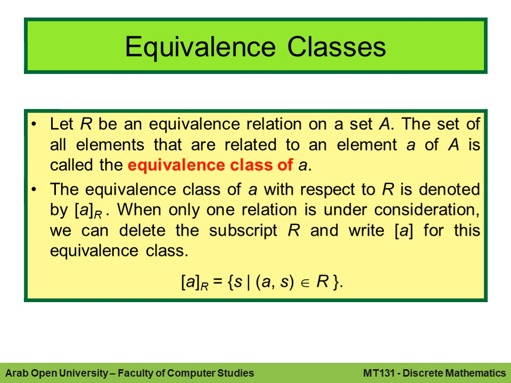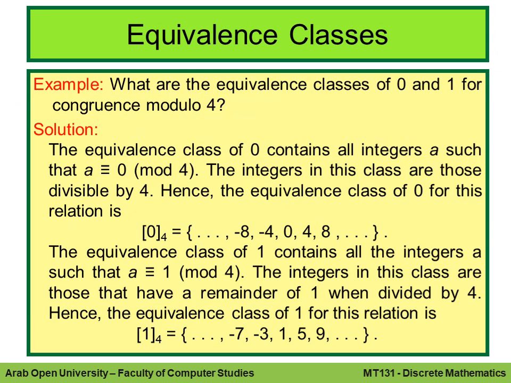If the relation is known, we can just write the element in a bracket to indicate the class of A if the relation is already known. Let's look at an example of equivalence classes. For example, in the congruence modulo 4, what are the class of 0, for example, or the class of 1?